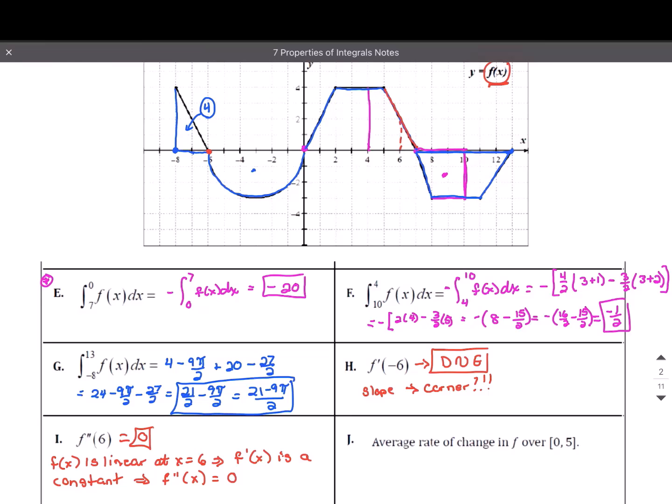There we go. Notice there's no concavity on a line. It's not concave up or concave down. That's because the derivative is 0 for that whole time.